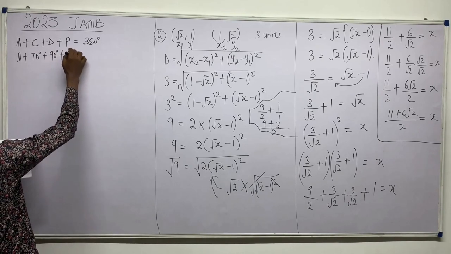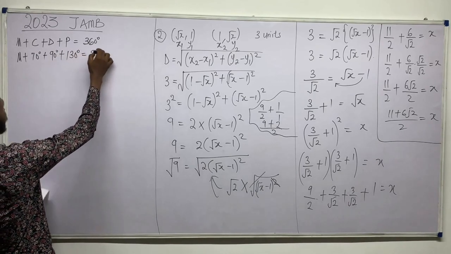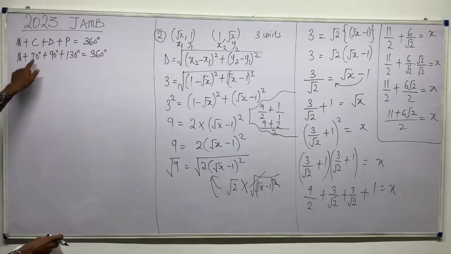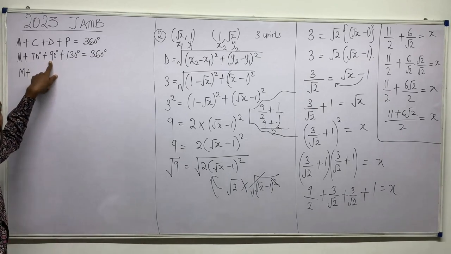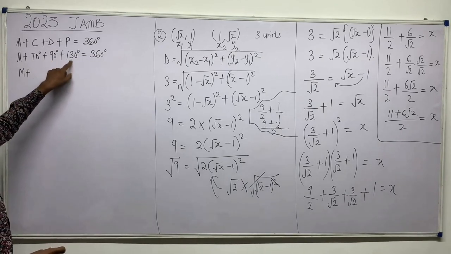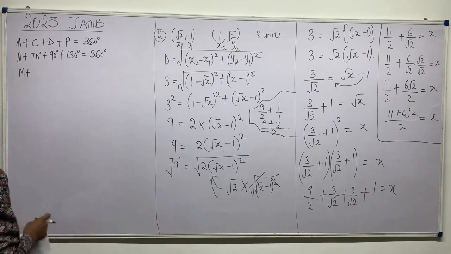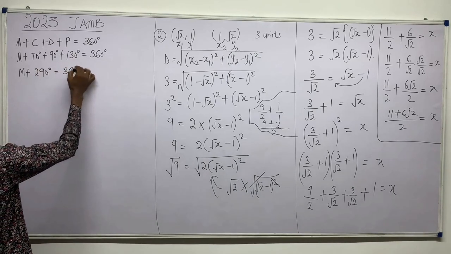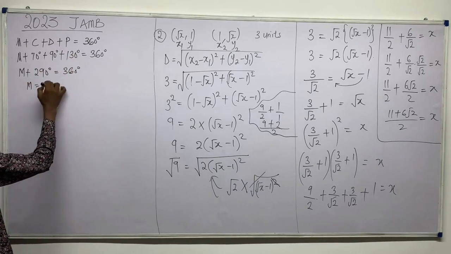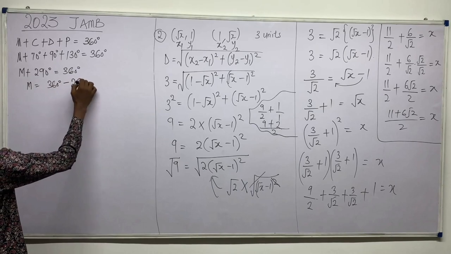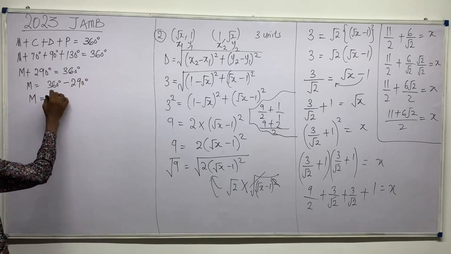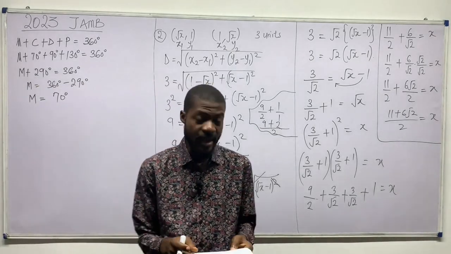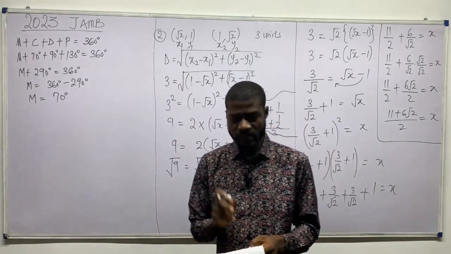Then it passes 130 degrees, and this will be called 360 degrees. So M plus 70 plus 30 will give us 160. 160 here will give us 290. So this plus 290 degrees equals 360 degrees. So M will become 360 degrees minus 290 degrees, which gives us 70 degrees. So the angle for merit is 70 degrees.